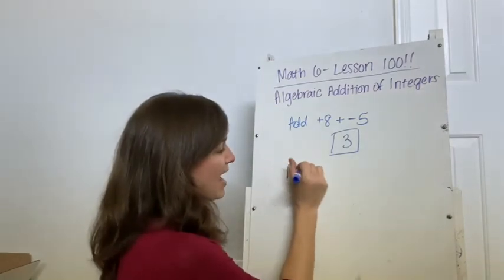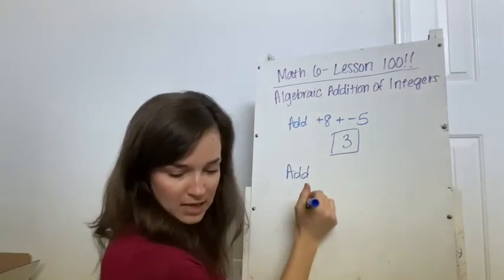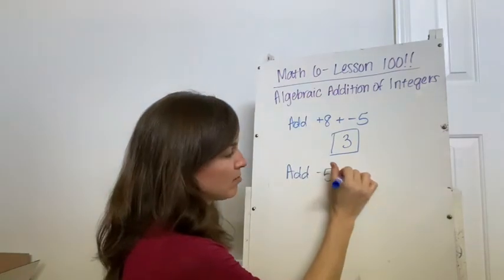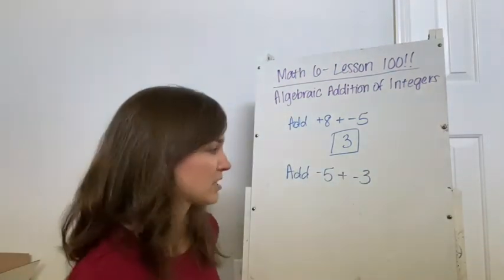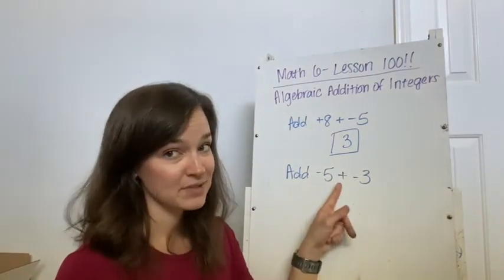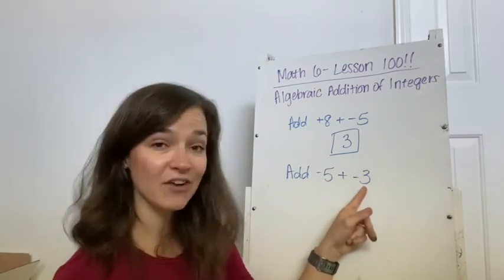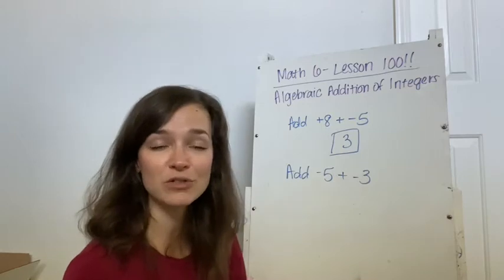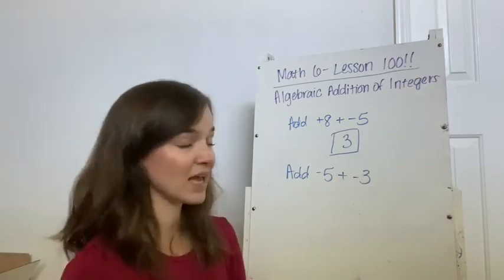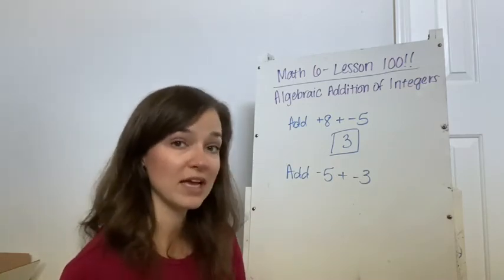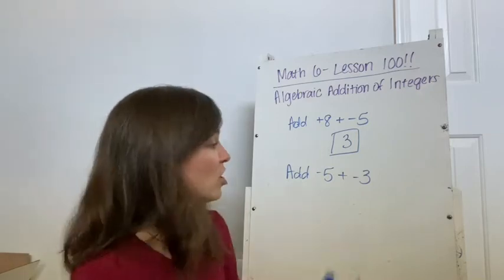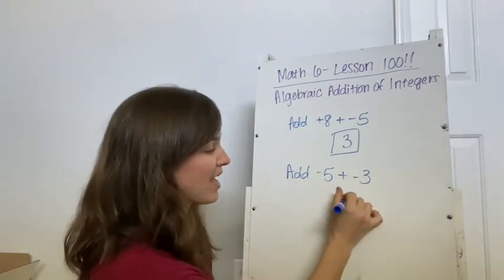We wanna add negative 5 plus negative 3. So this time, same question. Same signs or different? Well, negative 5 and negative 3 are both negative. So we would say those are the same signs. So when they are the same signs, remember that just means we're getting more negative. So you add the values. 5 plus 3 gives you 8.